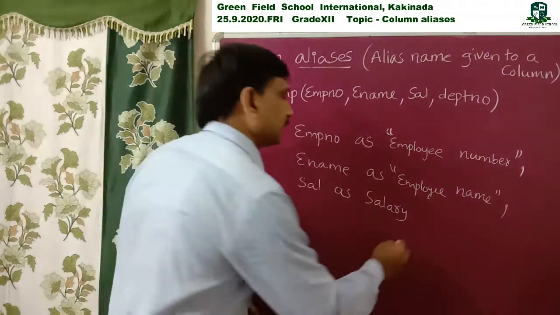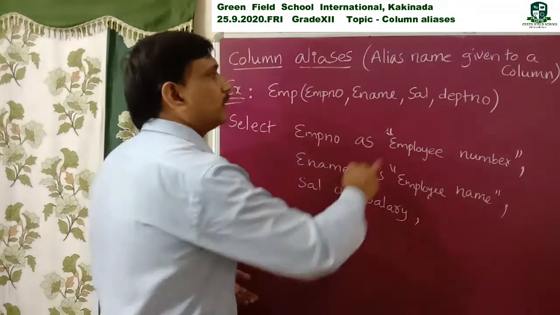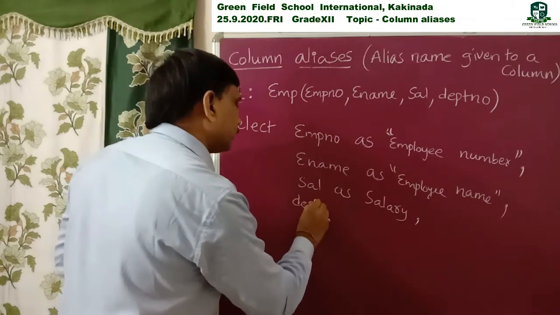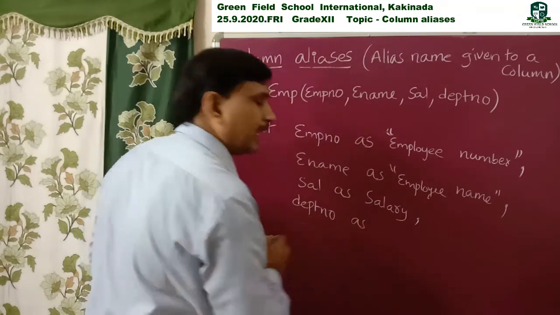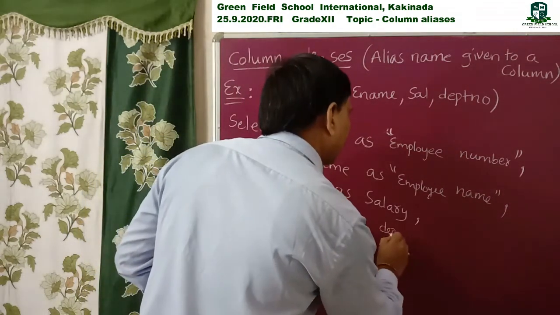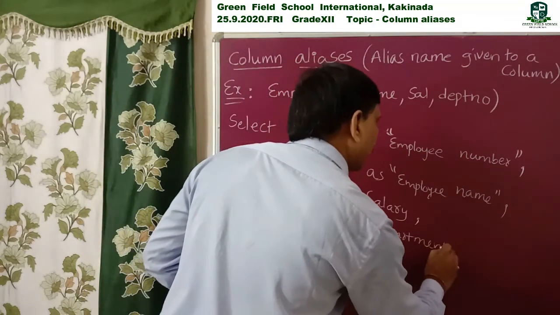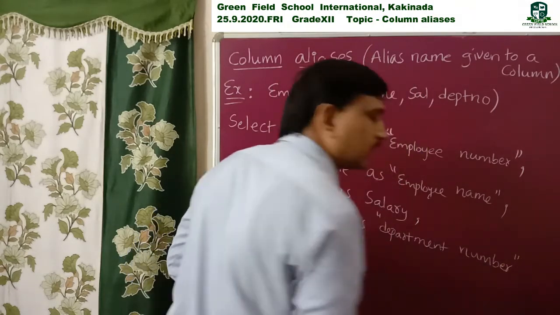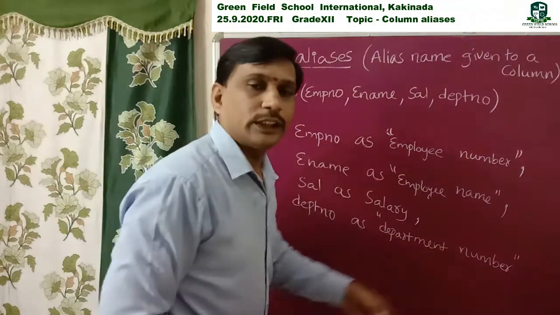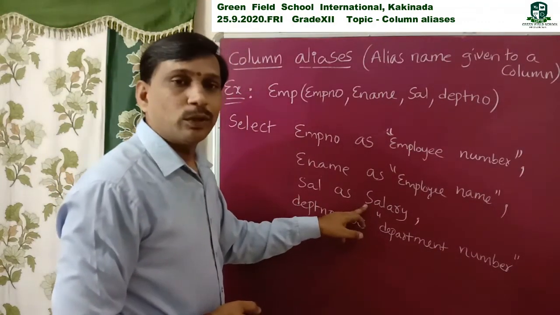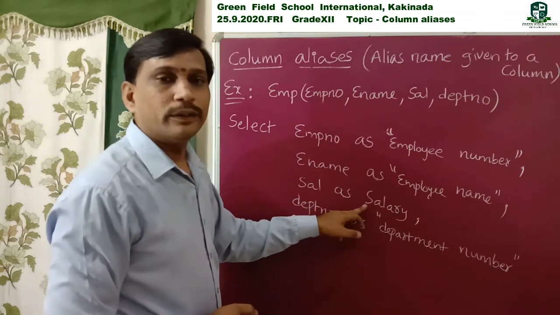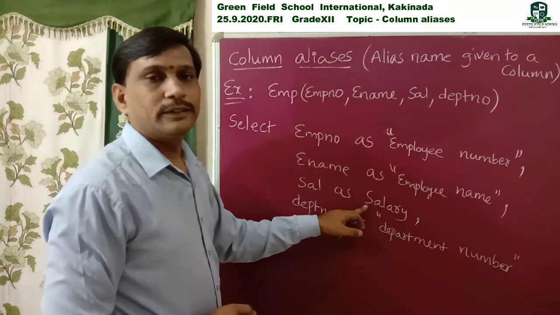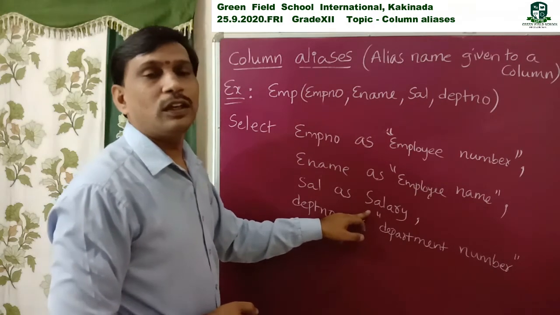Understood my point? Next, type a comma, then I specify DEPT number as department number. Here two words are there, that's why I specify double quotations. For the single word, we do not specify double quotation. If you specify double quotations, is that also valid? Without specifying double quotes, that one is also valid.